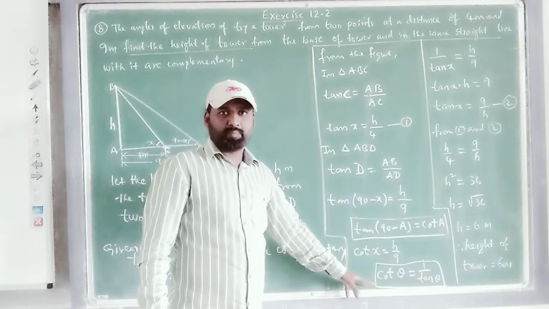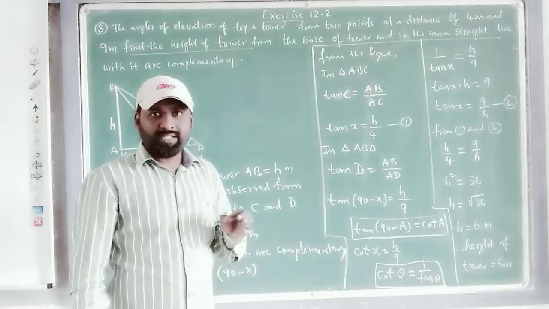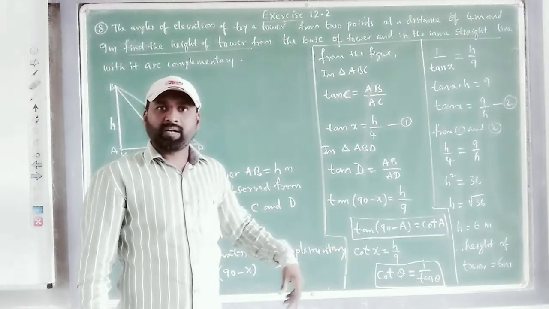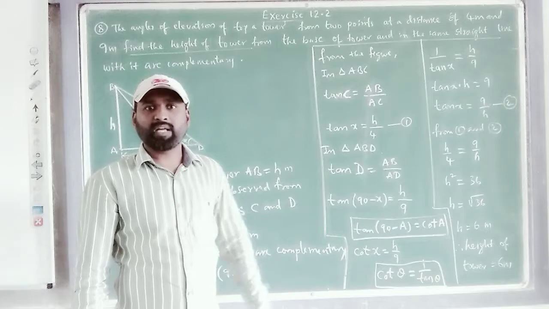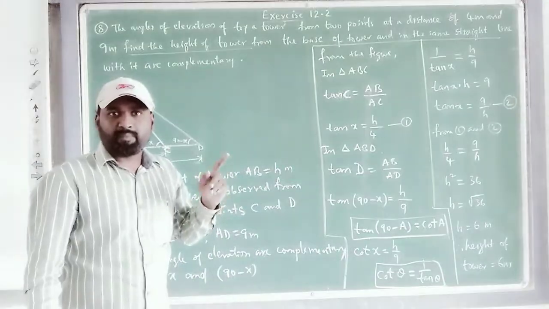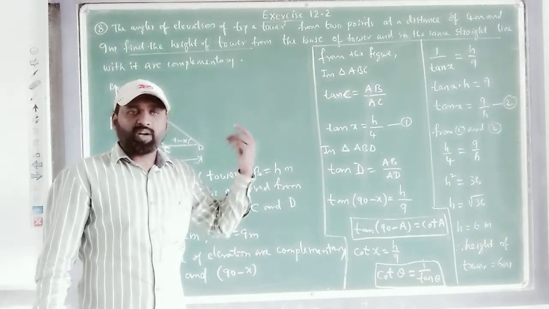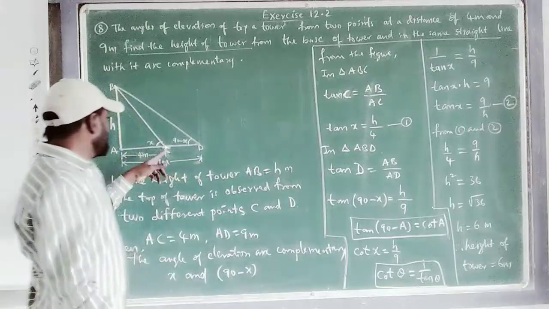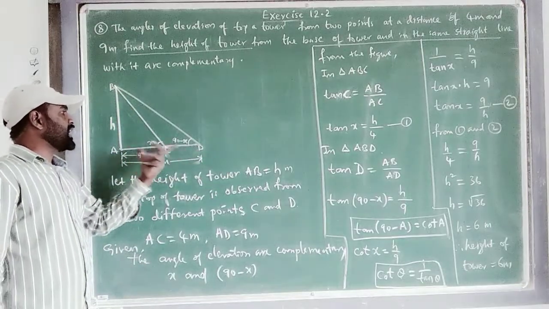Complementary angles and reciprocals. Tan 90 minus theta is cot theta. 1 by tan theta is equal to cot theta. 1 by cot theta is equal to tan theta. Why? Because both are reciprocals of each other. In the question it is given that a cell tower is observed from two different points. One point is 4 meters away, another point is 9 meters away.